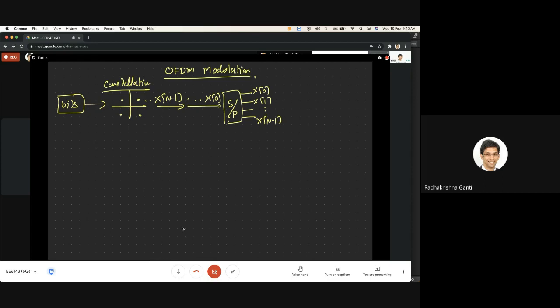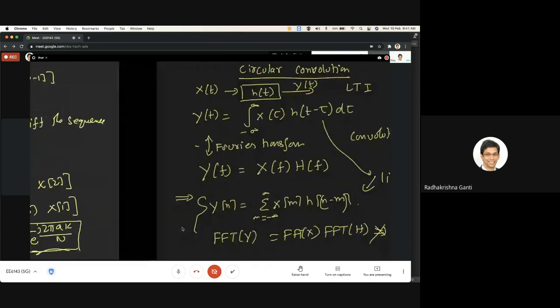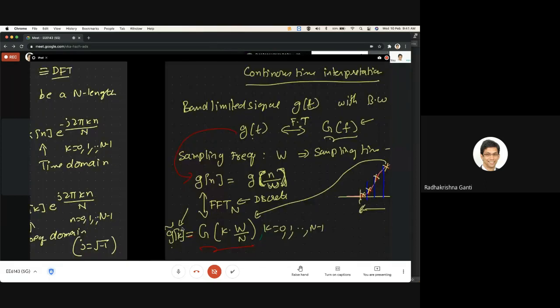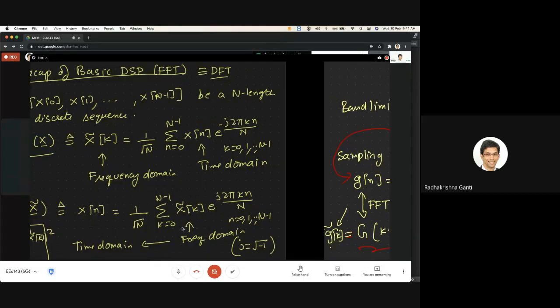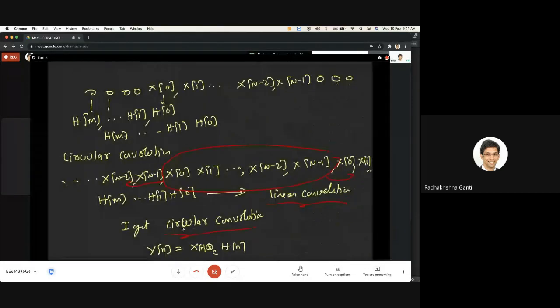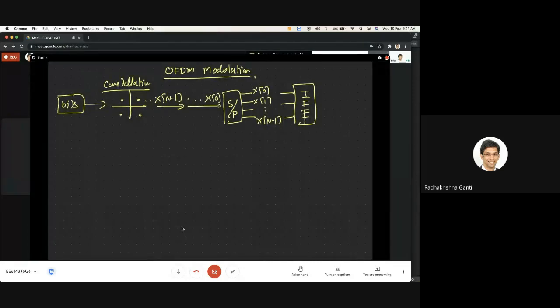Okay. So now you have an n-length sequence. What you do is that's fed into an IFFT. We saw what IFFT is. IFFT and FFT have similar properties, not the same. Remember that. So it's fed into the IFFT. After the IFFT, you get again n outputs.